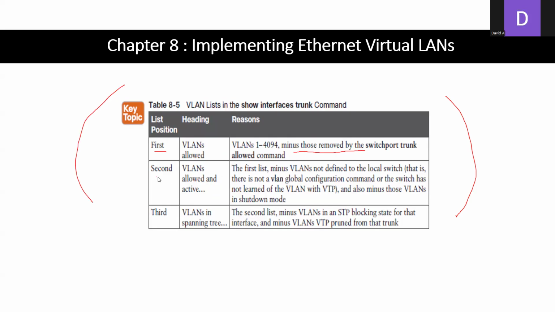Second, VLANs allowed and active: the first list, minus VLANs not defined to the local switch. That is, there is not a VLAN global configuration command, or the switch has not learned of the VLAN via VTP, and also minus those VLANs in VLAN shutdown mode. Third, VLANs in spanning tree: the second list, minus VLANs in the spanning tree blocking state for that interface, and minus VLANs VTP pruned for that trunk.